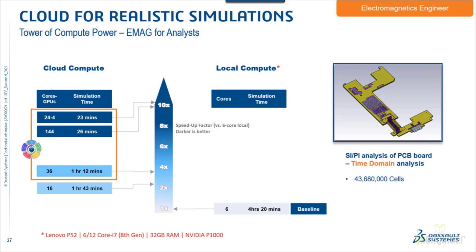You know, the graphics cards from NVIDIA that are used for gaming, we are using them to accelerate our simulation, and they are available on the Dassault cloud solution. Therefore, if you use 24 cores and 4 GPUs, the simulation time from 4 hours and 20 minutes becomes 23 minutes. So you see, those simulations are possible. Those simulations may require some time, and you can shorten the time drastically using high-performance computing locally or on the cloud.